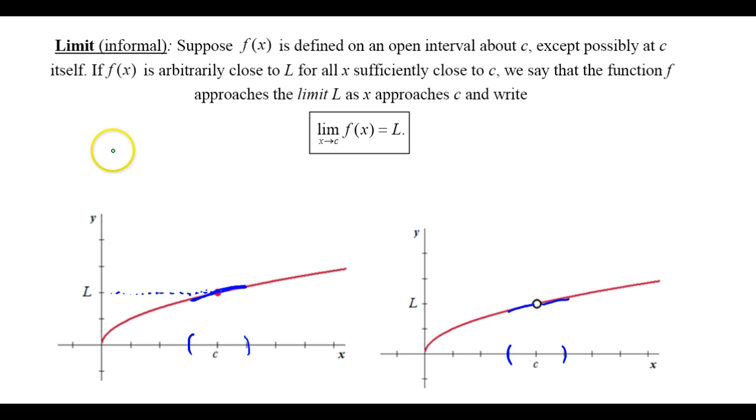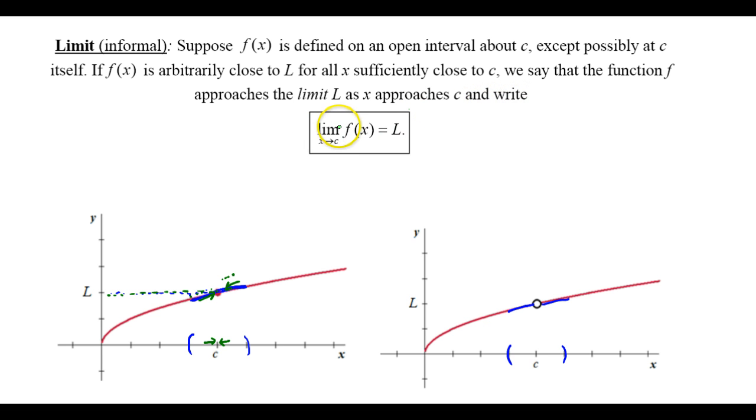So what's happening is, as we get really, really close to c on the x-axis, so as I head towards c on the x-axis, are all of my y values, are they all going towards the same number? So in this case, we're calling that number L. So as I move closer and closer in from both sides, am I getting closer and closer to some number L? Now, if it is, then we say that the function f, or f of x, approaches the limit L as x approaches c.